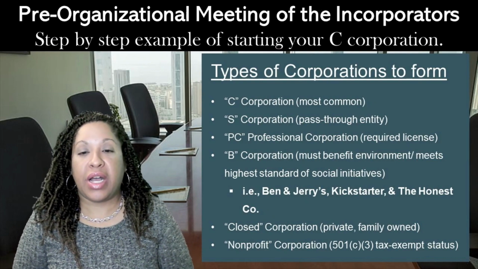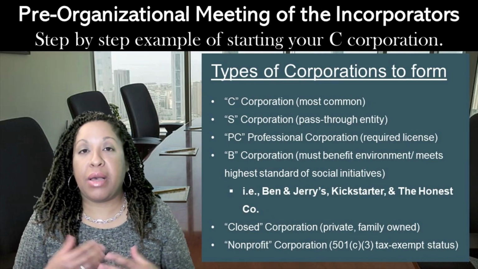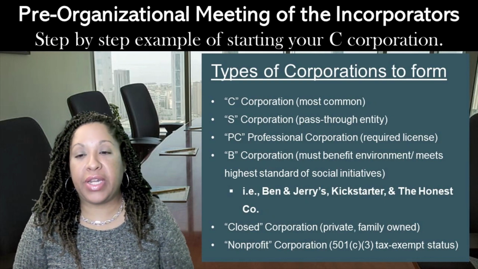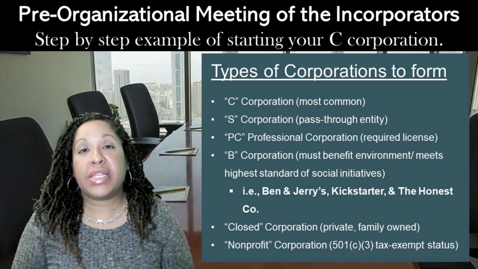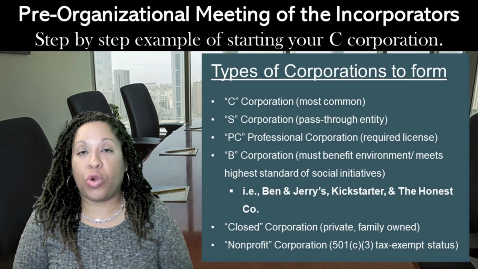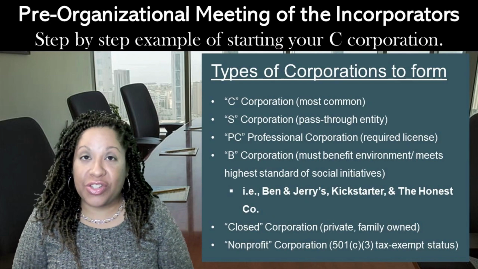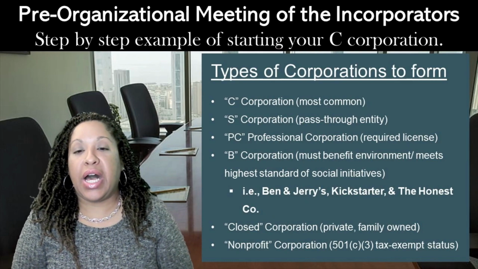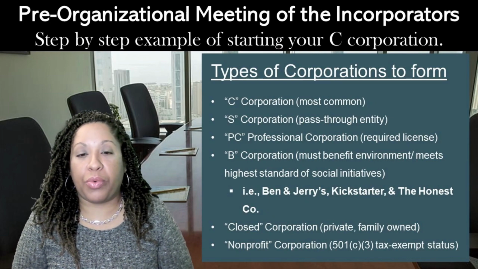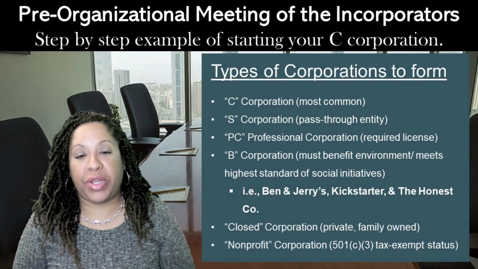B corporations. This is a little tricky. There are a lot more strict rules in becoming a B corporation, but overall, the corporation must benefit the environment or meet the highest standard of social initiatives. A few examples of corporations that exist as B corporations are Ben and Jerry's, Kickstarter, because they benefit the community or social initiatives, and the Honest Company. So those are a few corporations. If you weren't sure or never knew, they are considered B corporations.